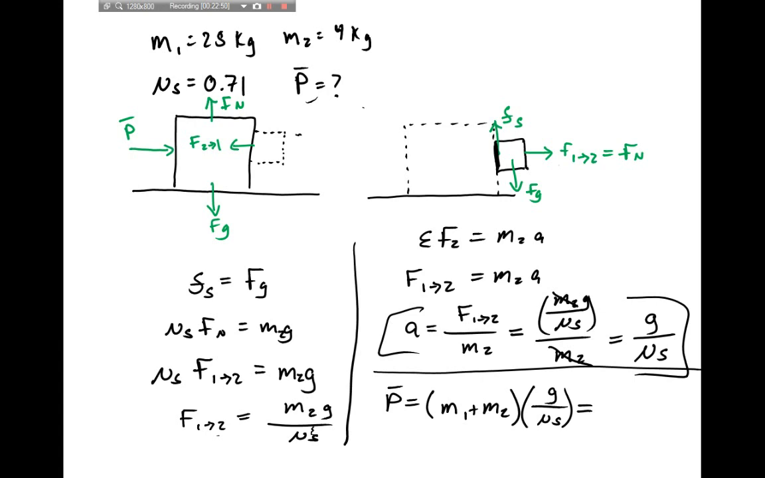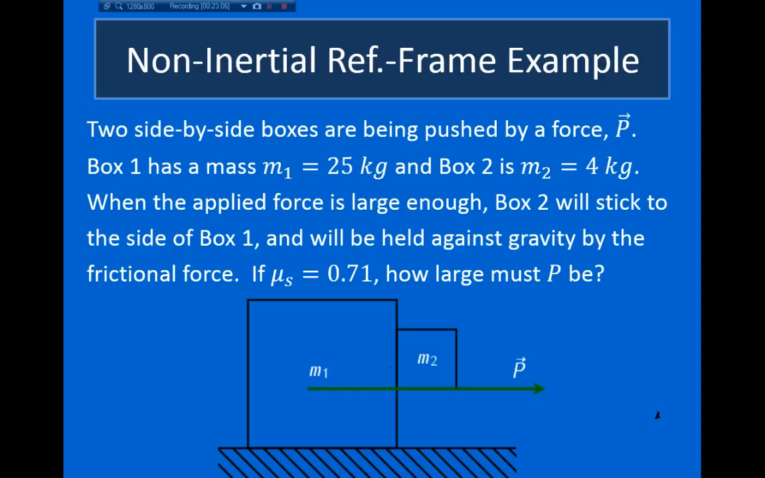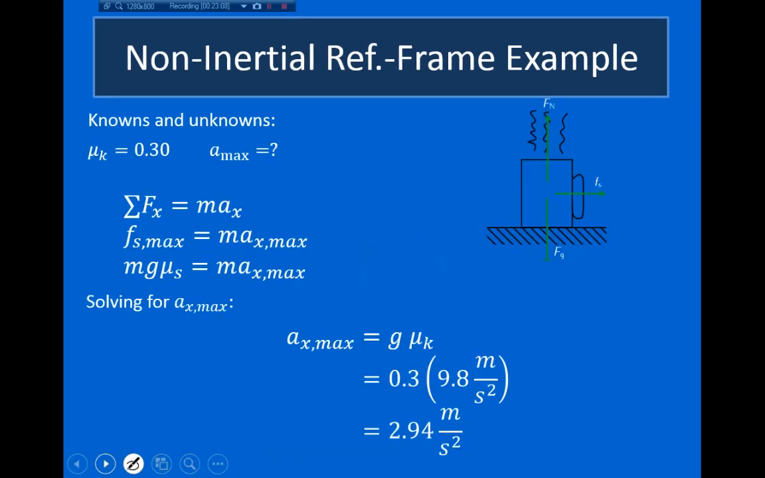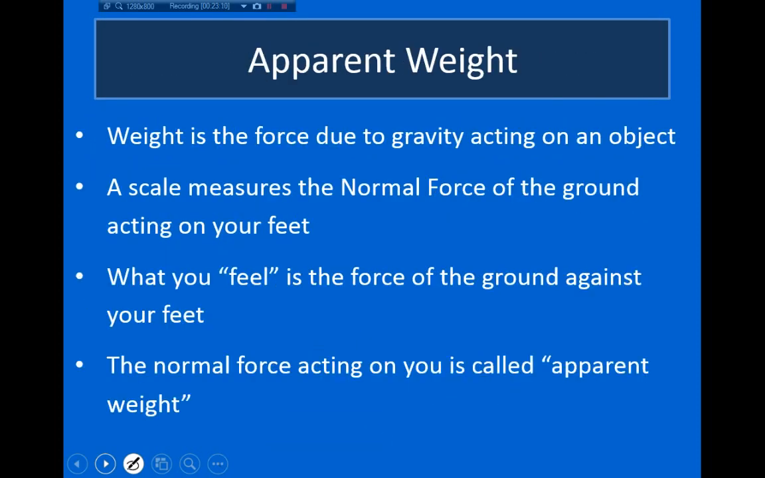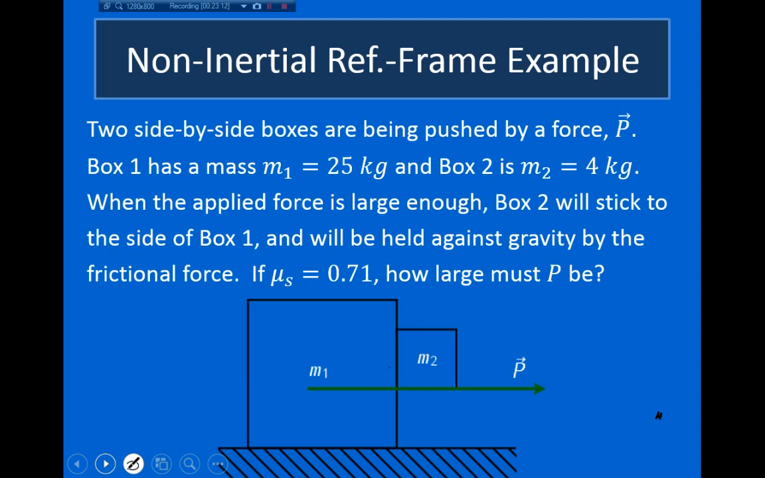So if I plug all this into a calculator, I've got 25 kilograms here, 4 kilograms there, times 9.8 divided by 0.71. I've got a cheat sheet somewhere here. Here we go. This is going to be equal to 400 newtons. Oh, I just closed that screen. Oh well.